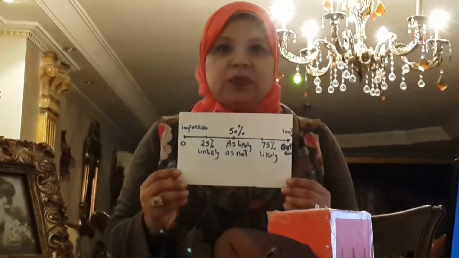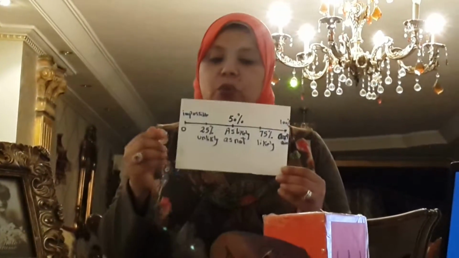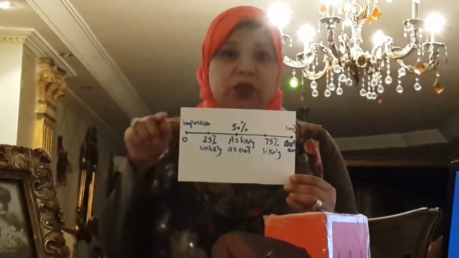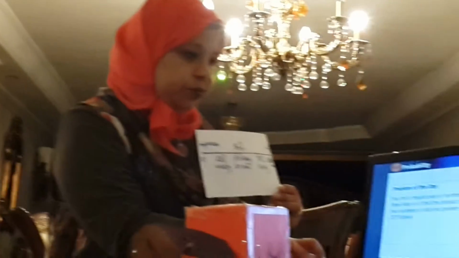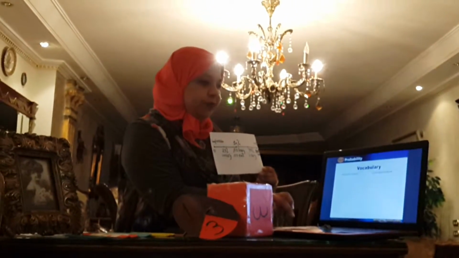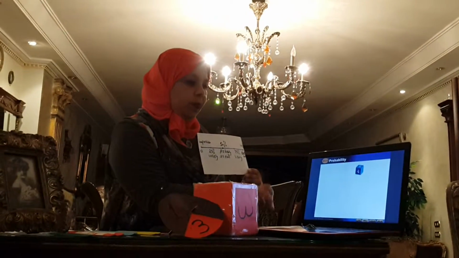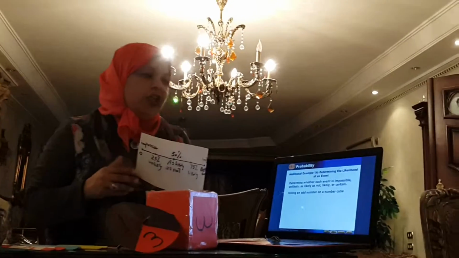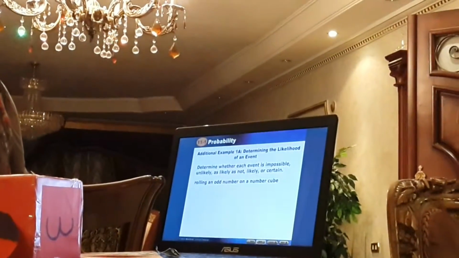So we will see some questions to explain which word is suitable for the action. Here, determine whether each event is impossible, unlikely, as likely as not, likely or certain. Rolling an odd number on a number cube. Oh, here we go. This is the number cube.